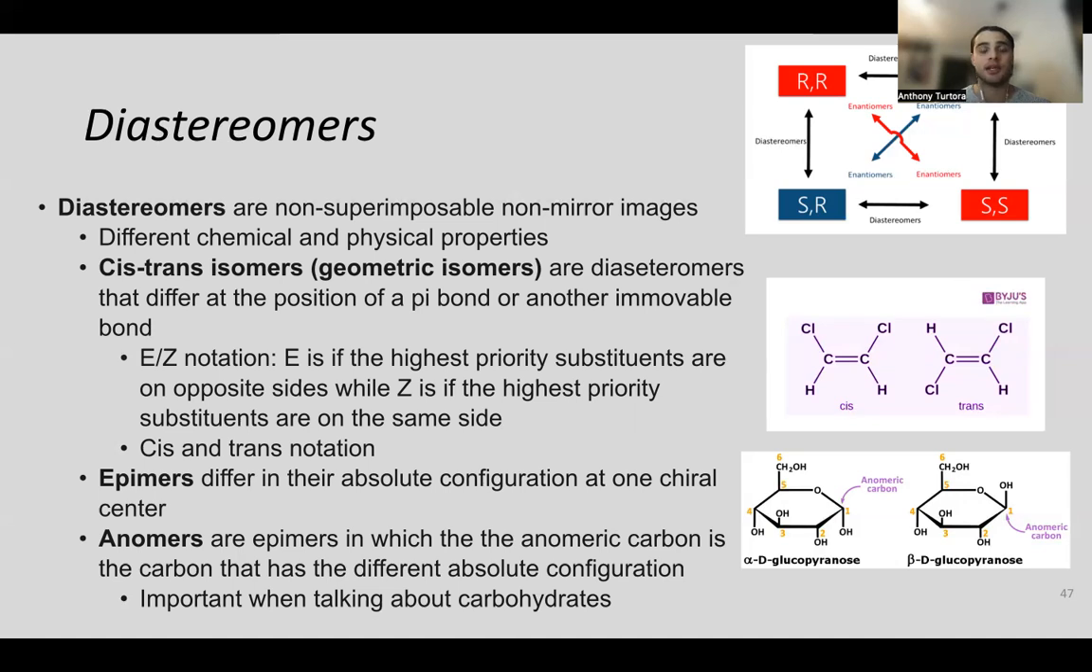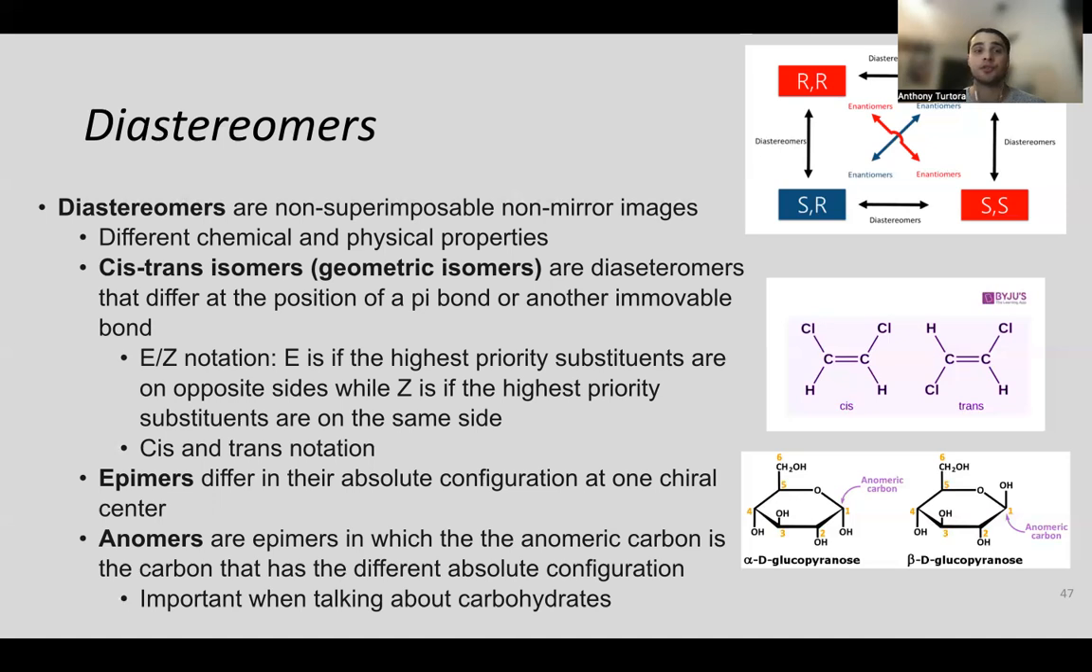An important point is that diastereomers have different chemical and physical properties. This is important in resolving different stereoisomers. Since enantiomers have similar chemical and physical properties, we can't really resolve them without first turning them into diastereomers. We can turn them into diastereomers, then separate them based on their different physical properties, and then turn them back into their original form. So now we have them separately.